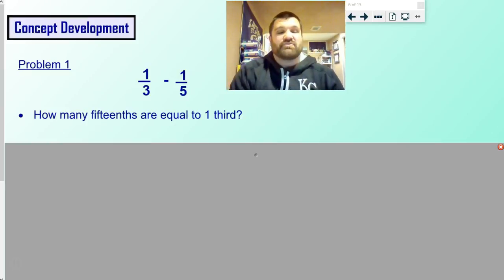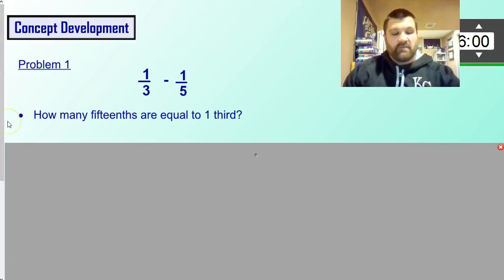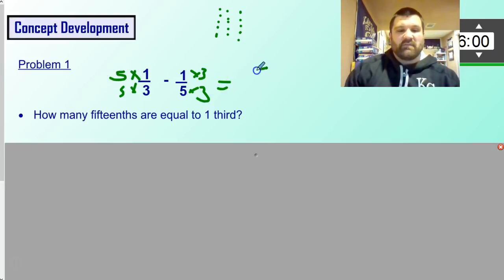How many 15ths are equal to 1/3? How many 15ths? 5, right? So if we took it, and we're going to 1, 2, 3, 4, 5, 1, 2, 3, 4, 5, 1, 2, 3, 4, 5. So 1/3, there's one group, two groups, three groups, and 1 out of 3 would be 5, and there are 15 total. So this here is 15 in the equivalency. We're just basically multiplying. What you do on the bottom, you do on the top. So you end up with 5 15ths subtract 3 15ths.